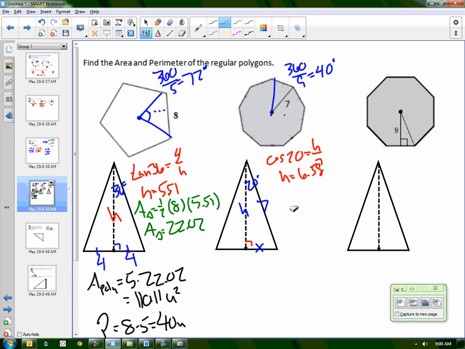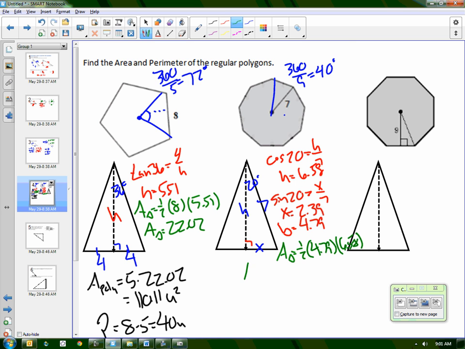So that's 6.58. I'm going to find x by using opposite over hypotenuse. The sine of 20 is x over 7. So 7 sine of 20. x comes out to about 2.39. Double it, that'll get your base. Your base is then 4.79. So I have the height, I have the base. I need to find the area of the triangle. The area of the triangle will be 1/2 times 4.79 times the height, 6.58.